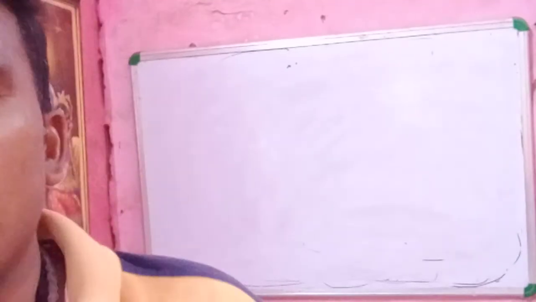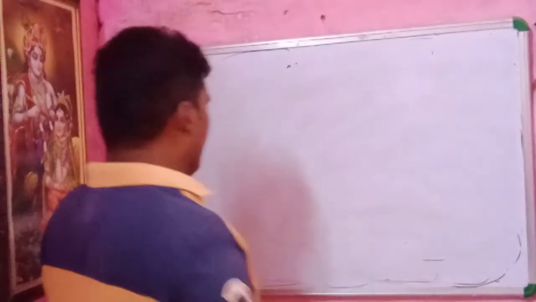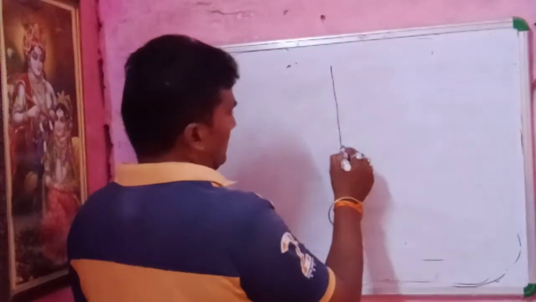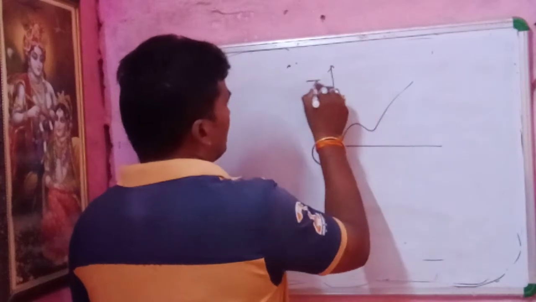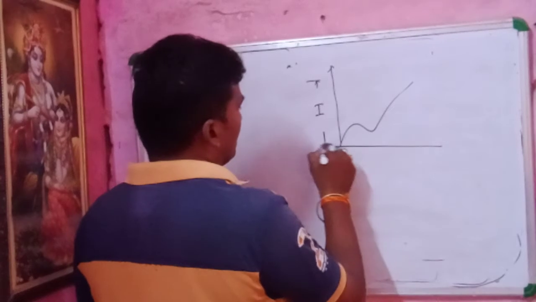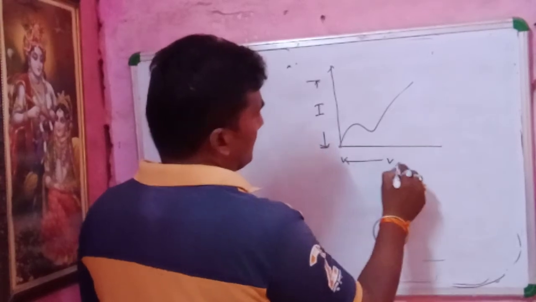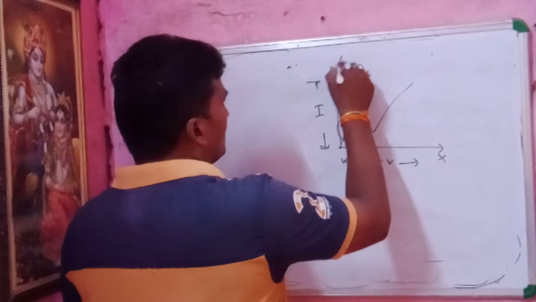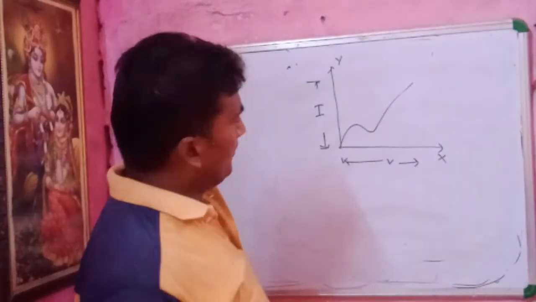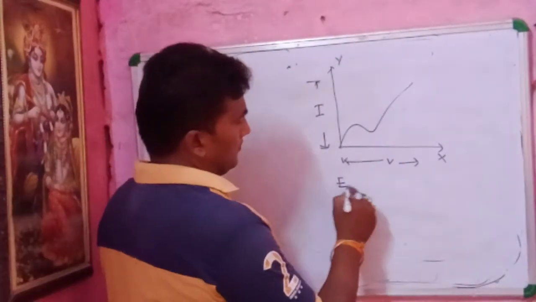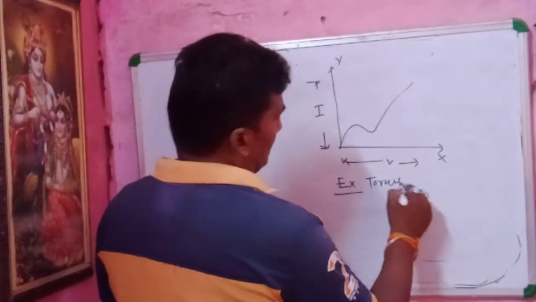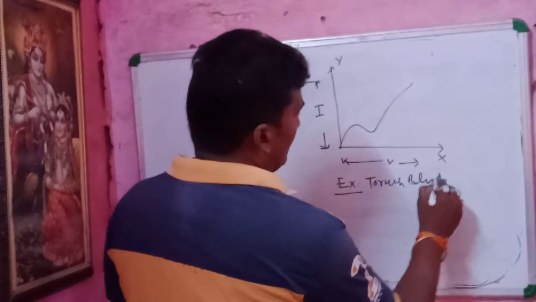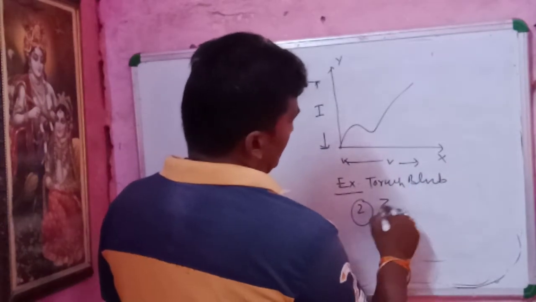But for the non-ohmic graph, the value of resistance is always variable and the graph is represented zigzag, like it. Easy examples of a non-ohmic graph are a torch bulb and a Zener diode.